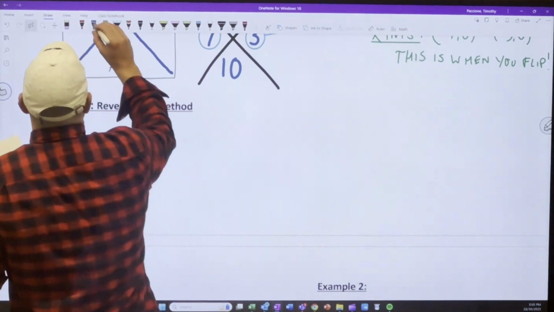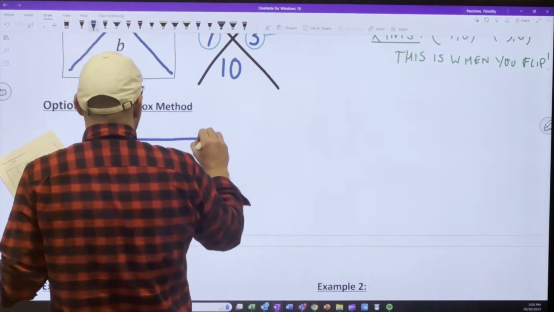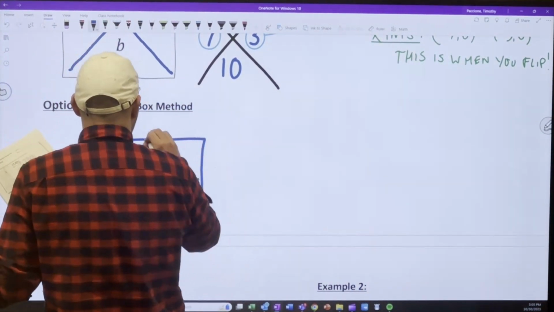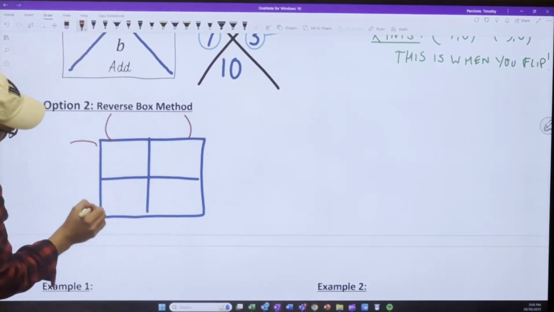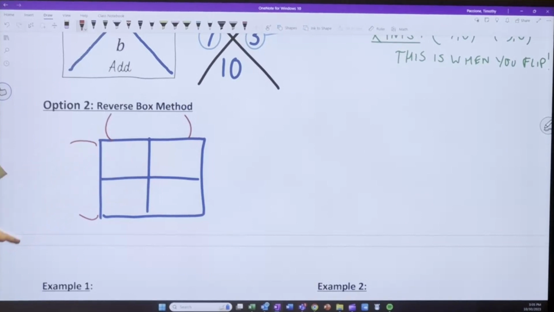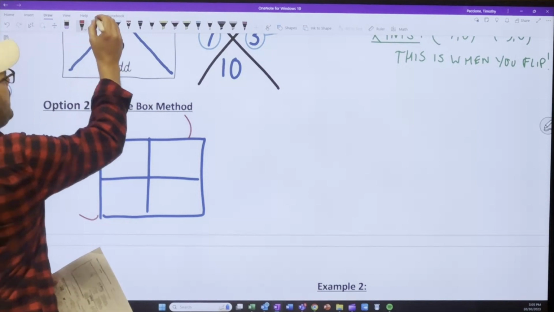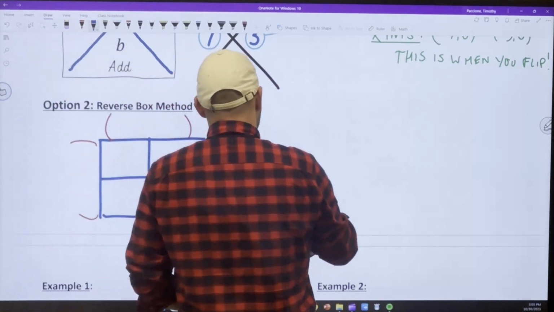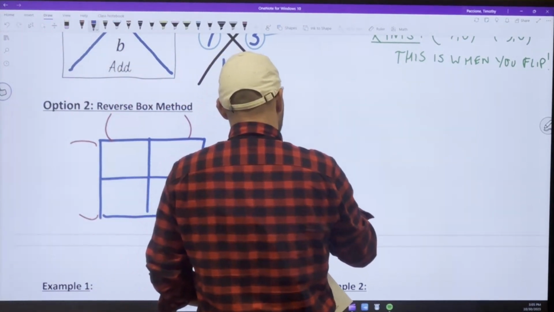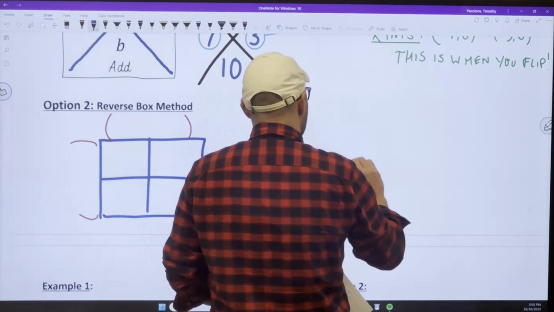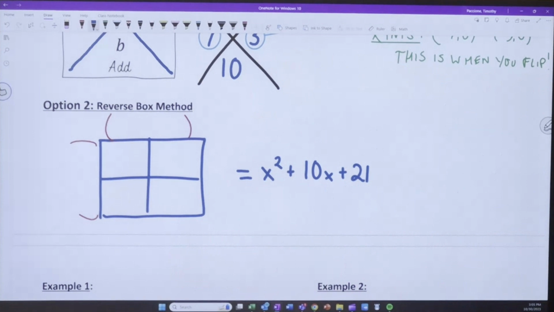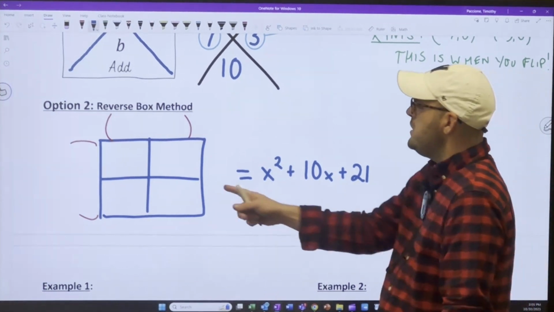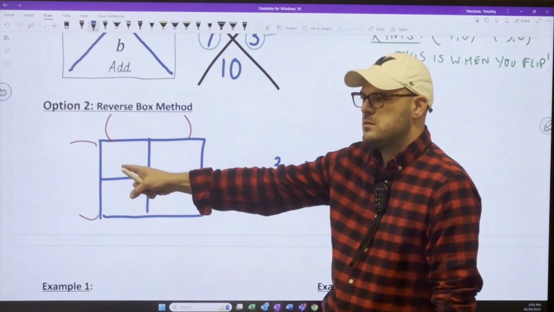So if I think about it this way, reverse box, right? So normally we use a box. We have parentheses, and we fill out the box, and we get an answer. But what we're doing now is we have the answer. We know that the result of this box is x squared plus 10x plus 21, right? We're going to go backwards. Now, what do we know? Well, I know what usually ends up in this top left box. X squared.